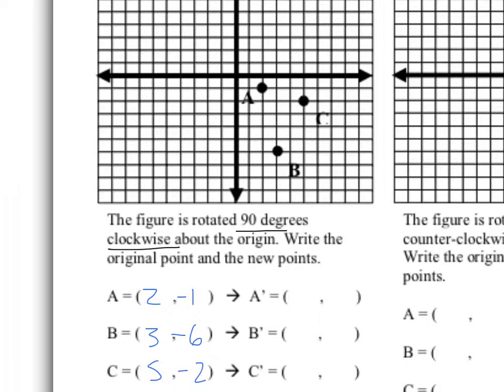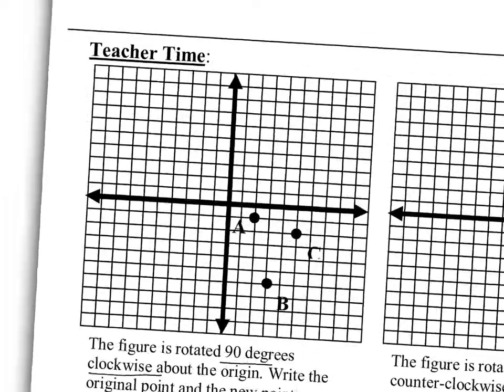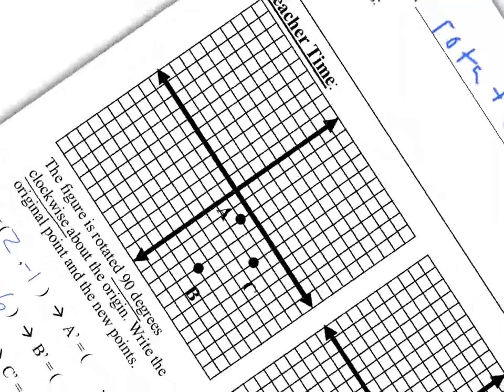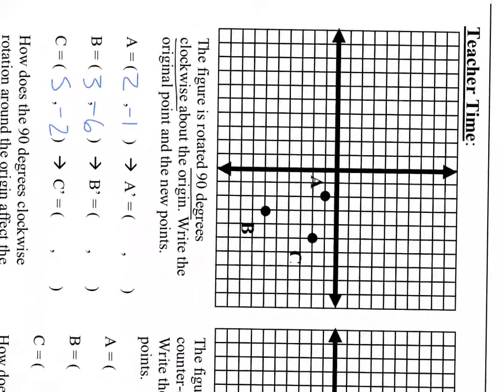So what does that mean, clockwise? That means we're rotating it in the same direction that a clock would go. And as most of us look at a clock, we say that it rotates to the right. So I'm going to rotate my figure 90 degrees in the direction of the clock. So I'm turning it as I see the clock turn. And this is actually going to tell me physically where my new points are.